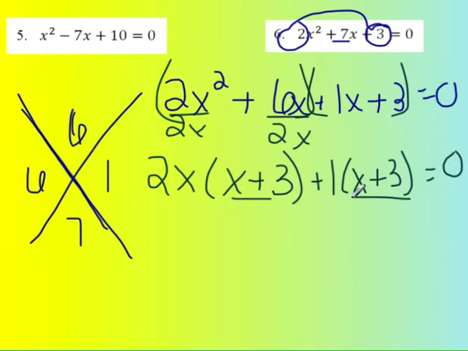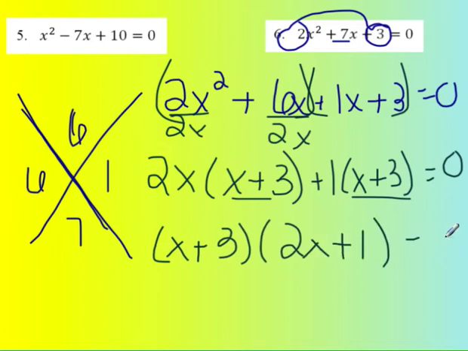Okay, now that I know that they're matching, I can factor those out. And once I factor those out, I'm going to write what's left over, which is 2x plus 1. And so now that I factored, I can use that zero product property.